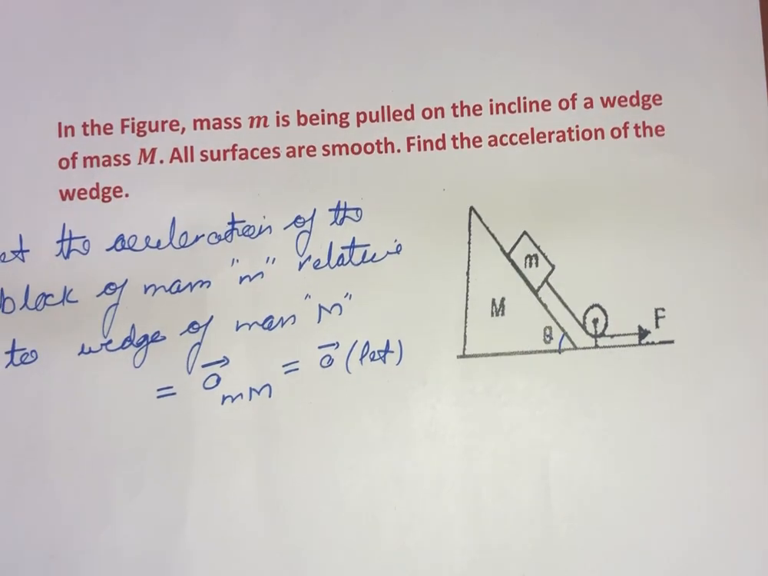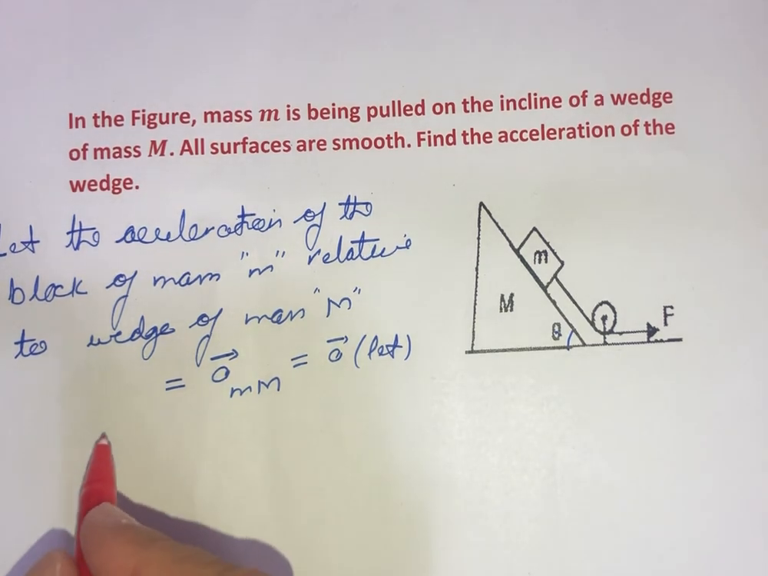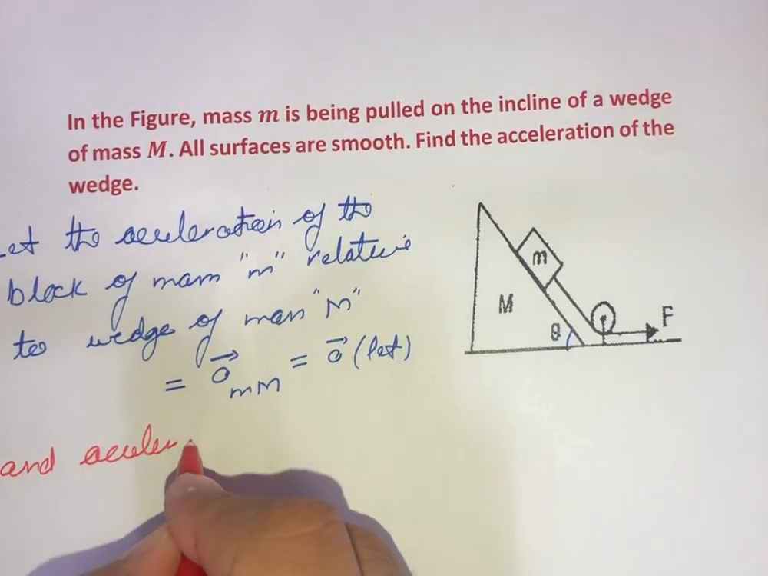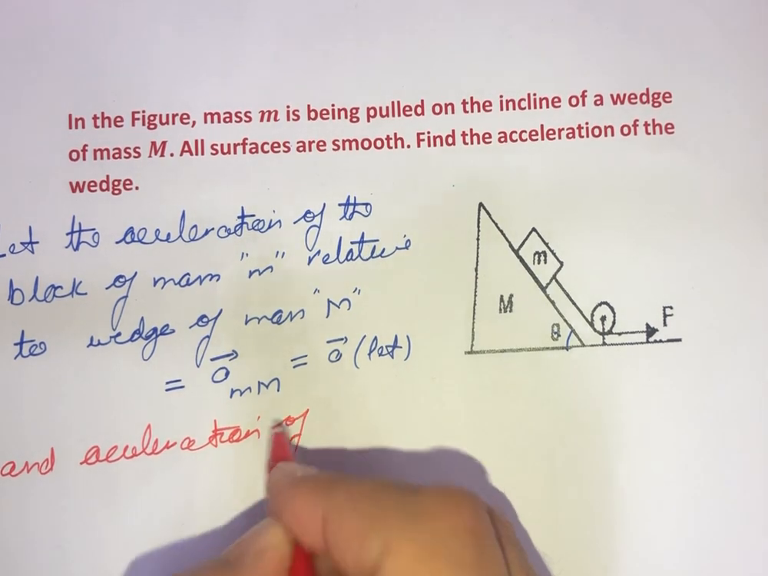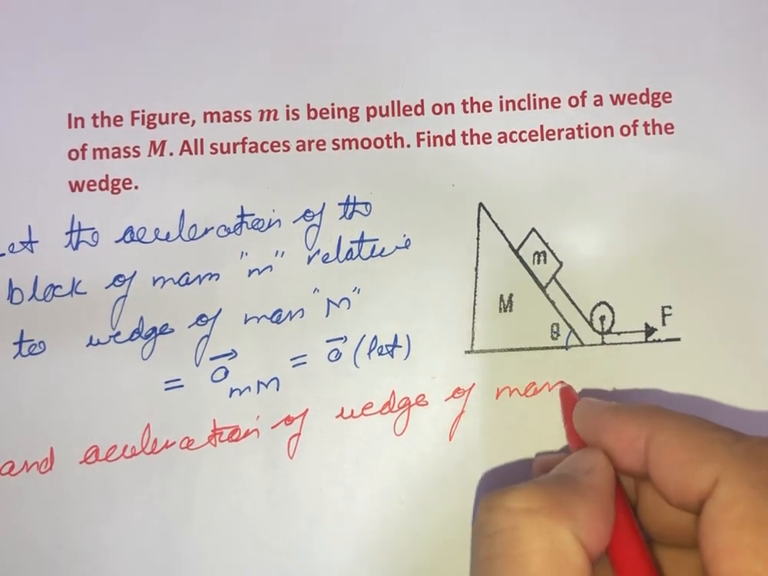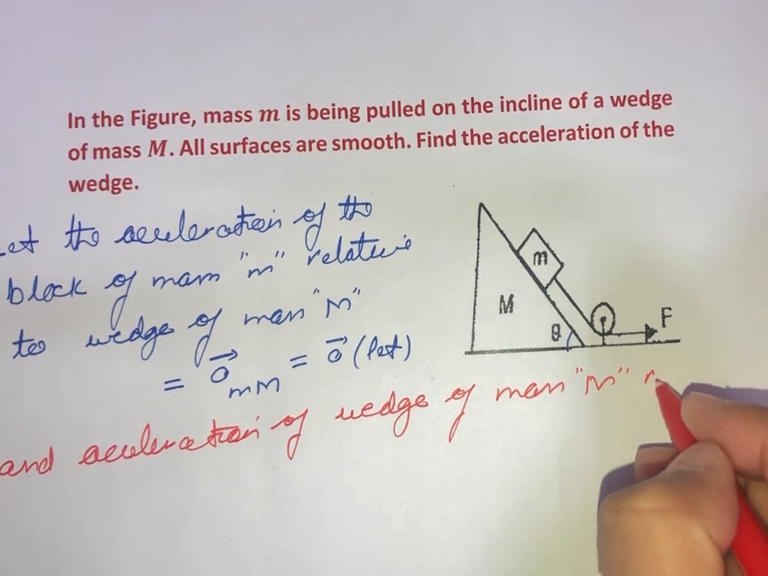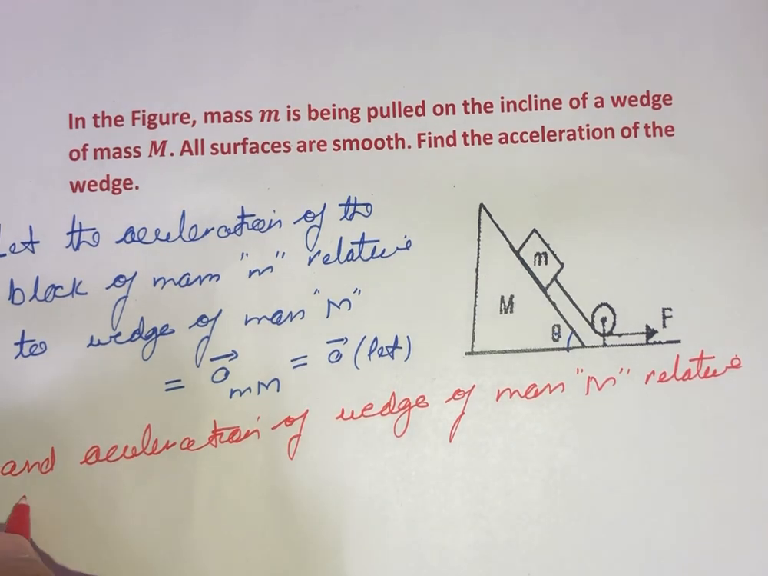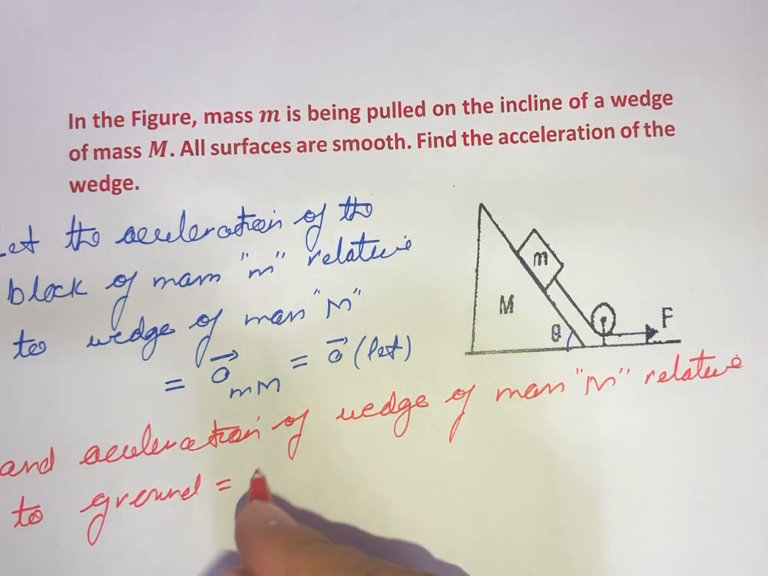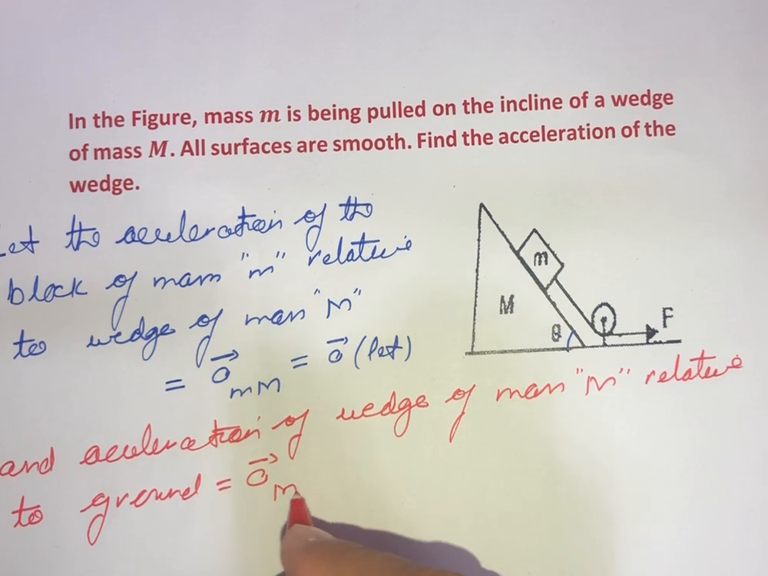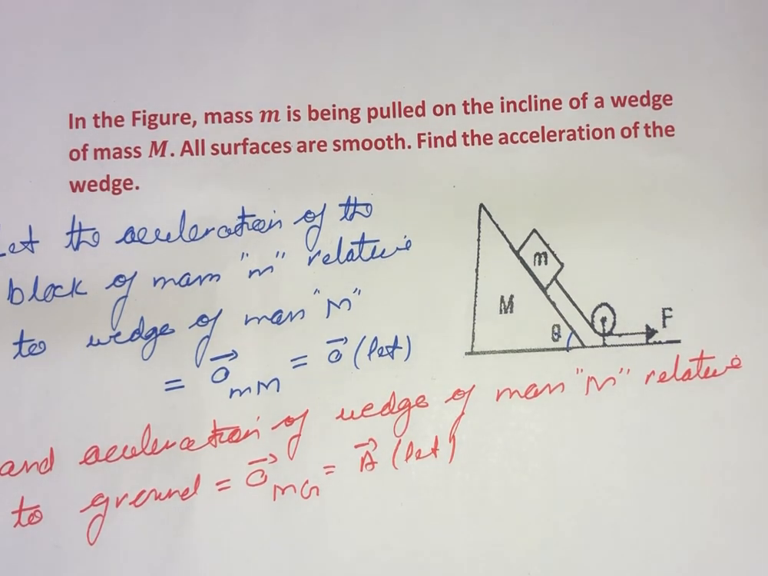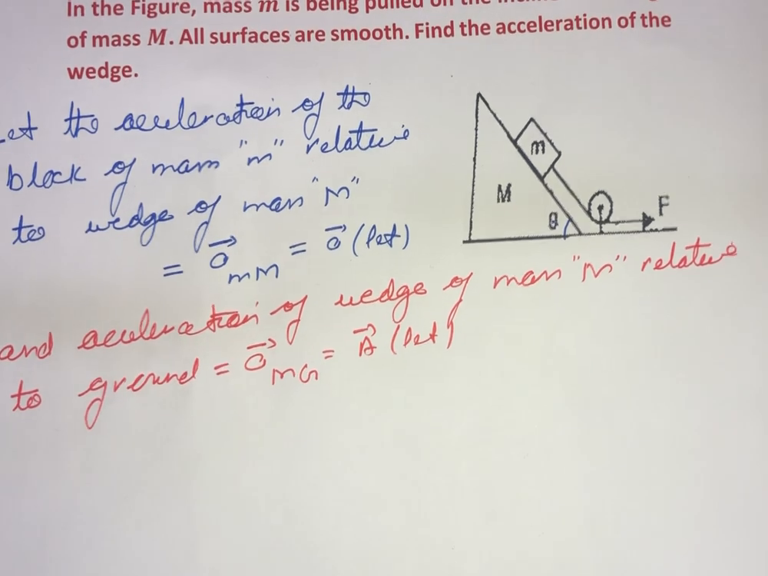And similarly we find out for the wedge with respect to ground. The acceleration of the wedge of mass capital M relative to ground is given as A M G, and let us call it capital A.